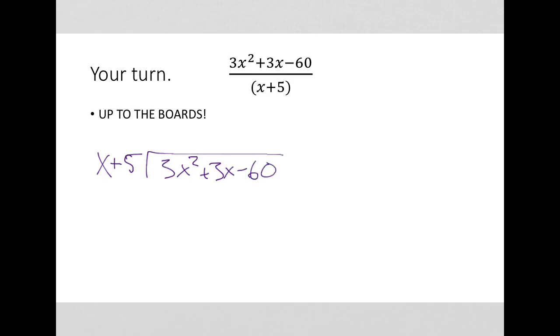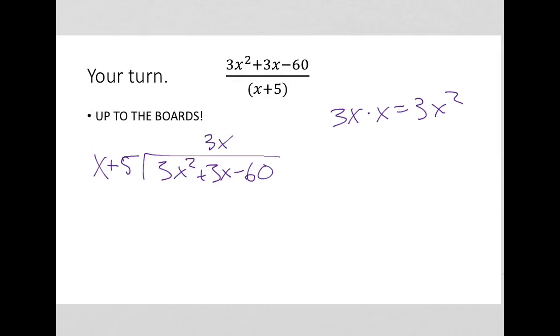So ask yourself, how many times does x go into 3x squared? Well, I need a 3 to get that coefficient, and I need another x, because 3x times x is 3x squared. So I'm going to throw my 3x right there. And then again, 3x times x is 3x squared. 3x times 5 is 15x. And I'm subtracting the whole thing, so you can think of that as flipping the signs on both terms. 3x squared minus 3x squared is 0. 3x minus 15x is negative 12x, and drop down your minus 60.